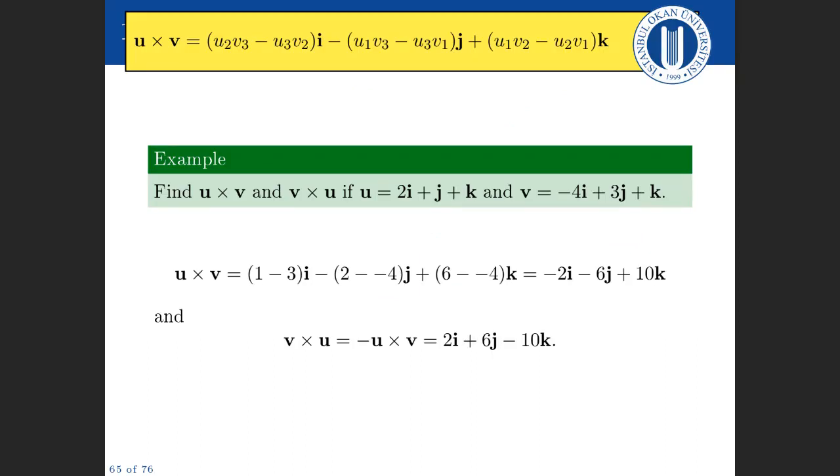And then straight away we can use a shortcut. V cross U is the same as minus U cross V. So that's just 2i plus 6j minus 10k.